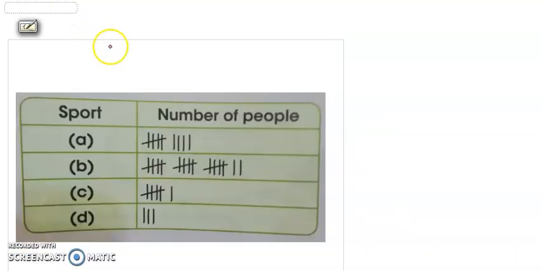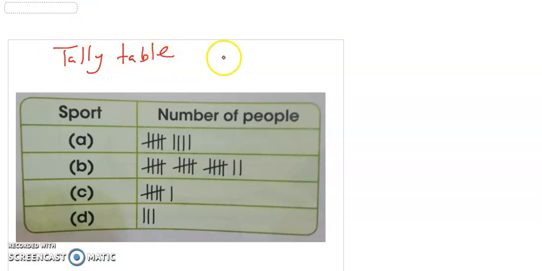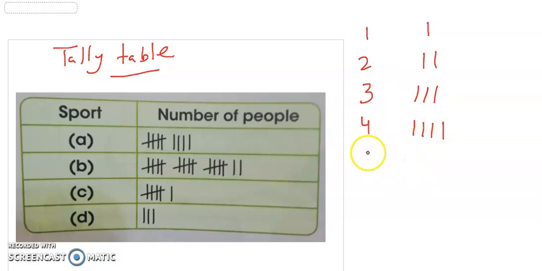Now tables are of different forms. One type of table is the tally table. In tally tables, we use numbers in the form of tally marks. For example, the tally for 1 is only one line. The tally for 2 is two lines. The tally for 3 is three lines, and the tally for 4 is four lines. The tally for 5 will be four lines and one line to cut them.